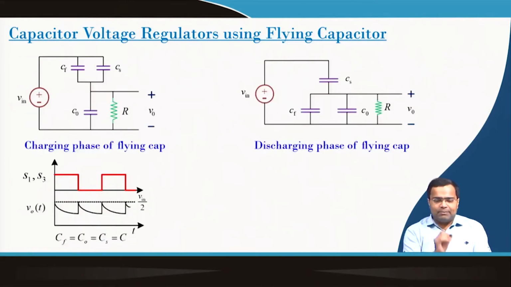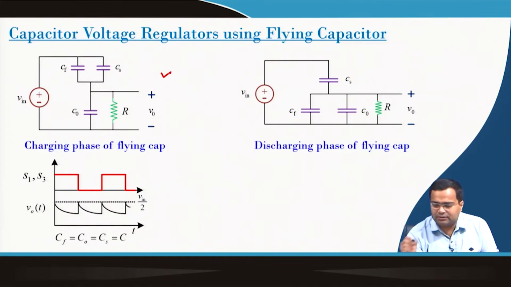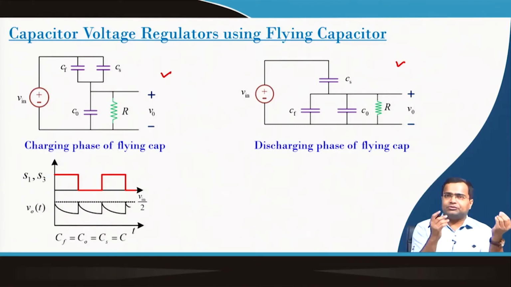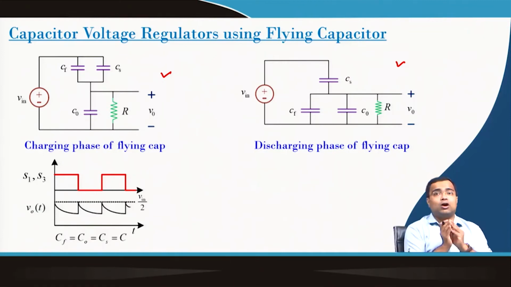Okay. So, we have discussed two configurations. This one, the flying capacitor in one case is connected between the input voltage and the output capacitor, and in the second case the flying capacitor is connected across the output capacitor.